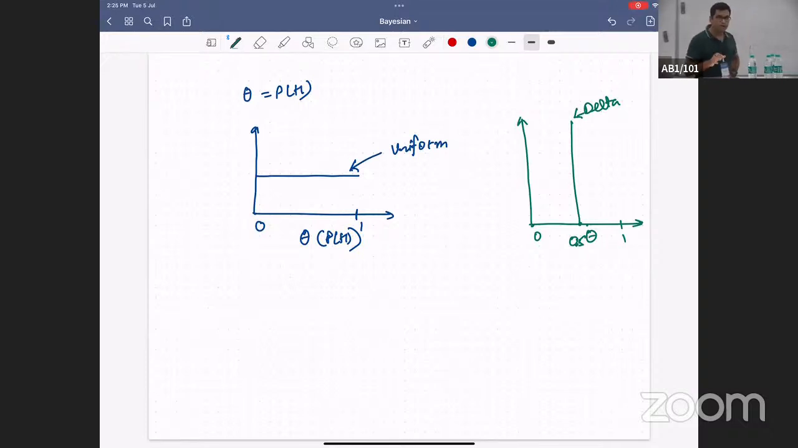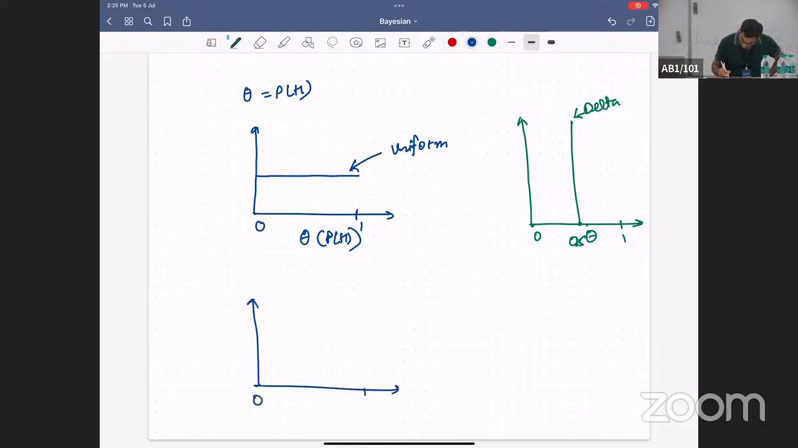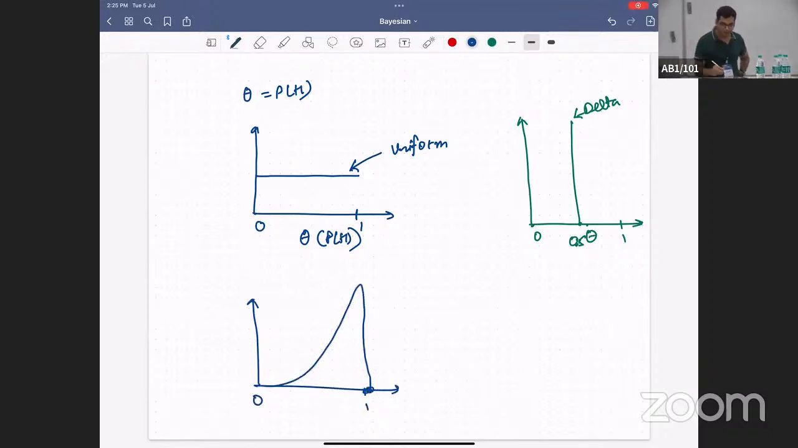So these are two different ways we have seen. But we could have chosen some other prior, which looks like the following. So what do you understand by this prior? What do you think this prior is encoding?